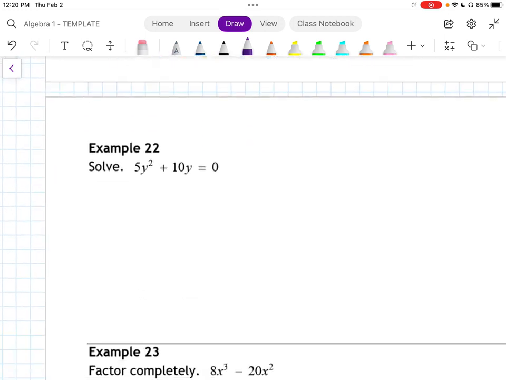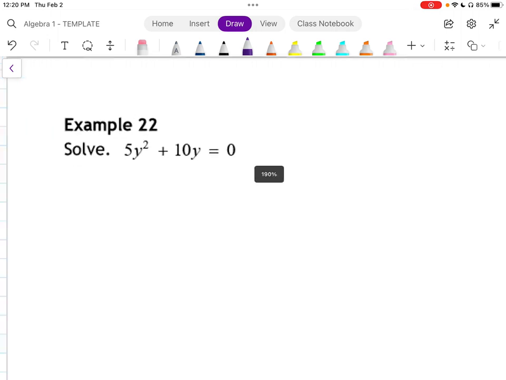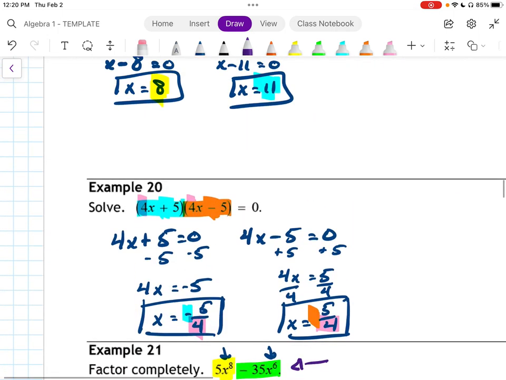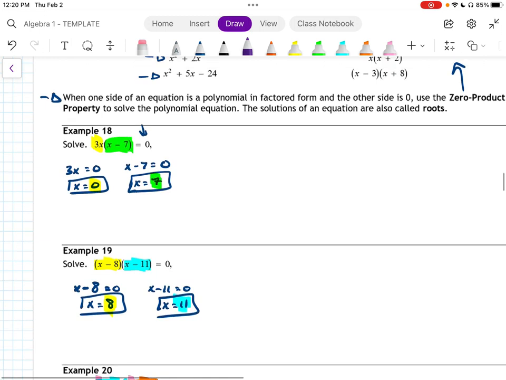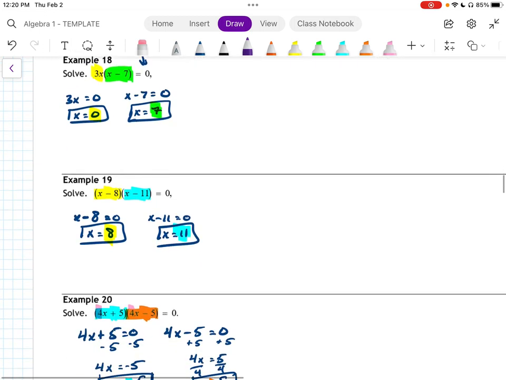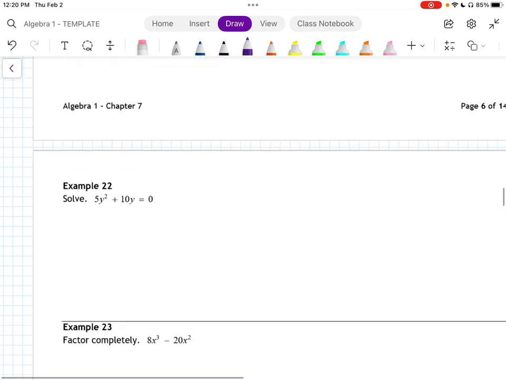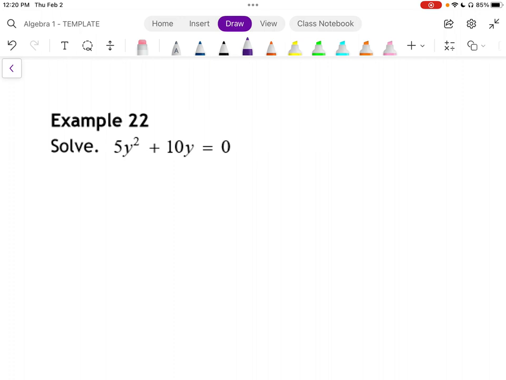Now this one here says to solve. Now, whenever we solve these, let's scroll back up to the top. Number 18, 19, and 20, we solved them. Something common about all three is that they were factored. So on 22, we're going to need to factor and then solve. So for the factoring part, I just ignore the equals 0. He just goes along for the ride.